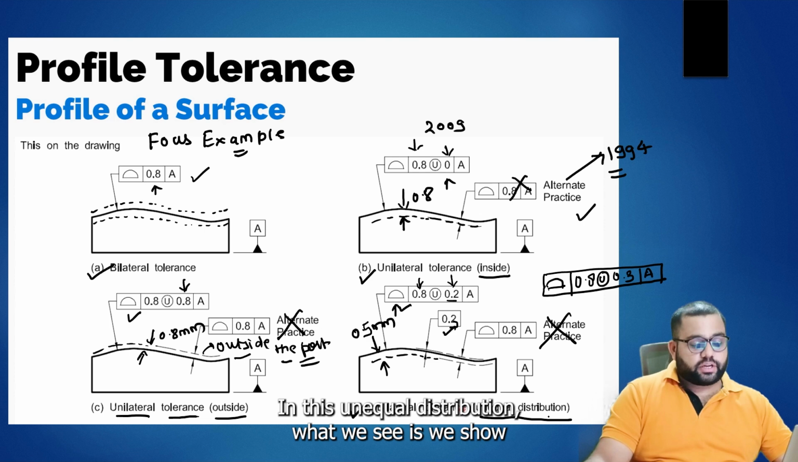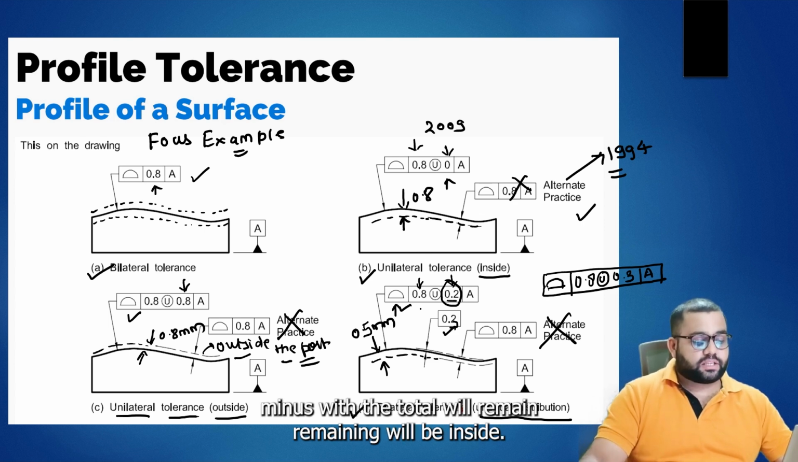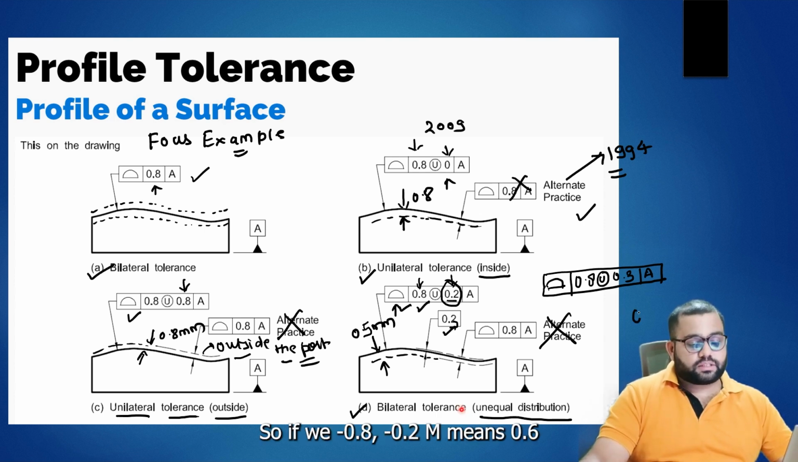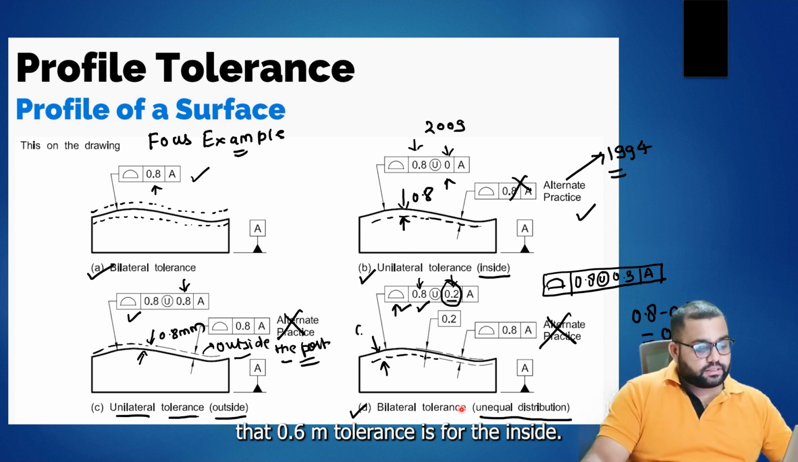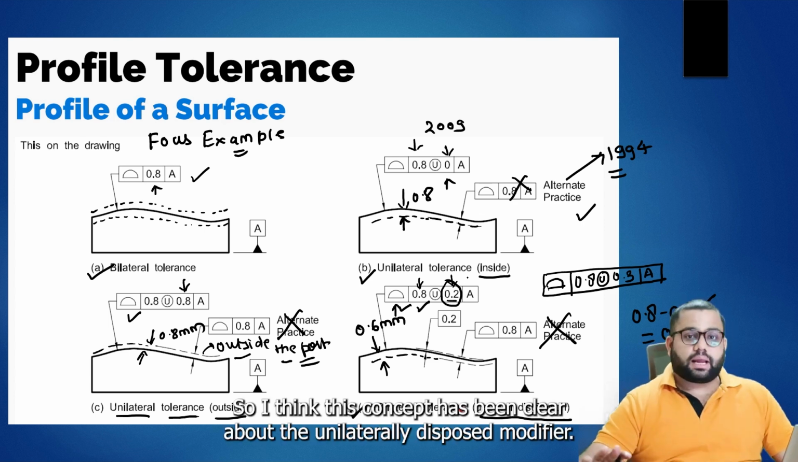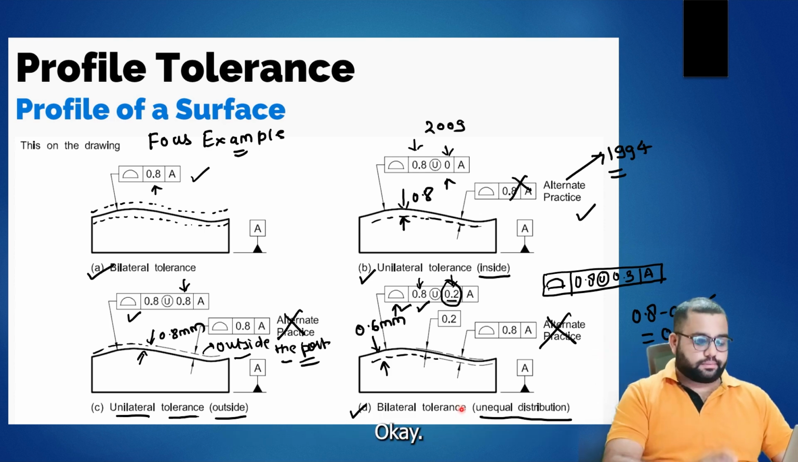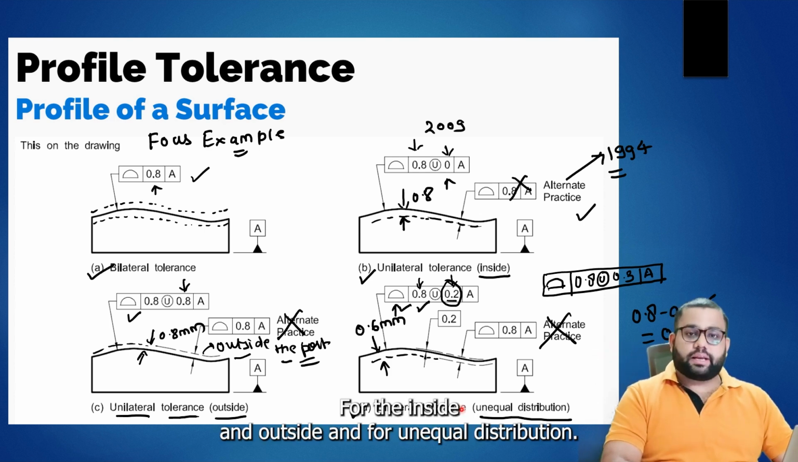In this unequal distribution, what we show is what is outside over here, and this outside is subtracted from the total, and the remainder will be inside. So if we subtract 0.2 from 0.8, it means 0.6. In this case you can see that 0.6 tolerance is for the inside and 0.2 is already shown for the outside. So I think this concept is clear about the unilaterally disposed modifier, for the inside and outside and for unequal distribution.